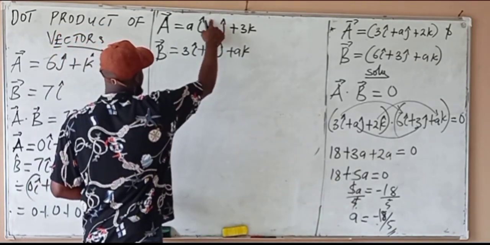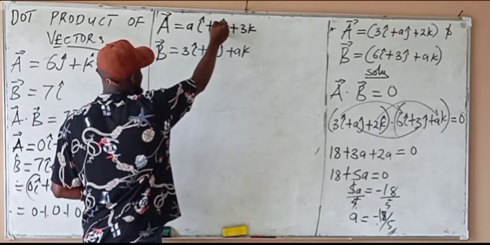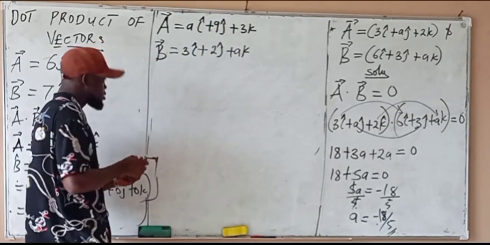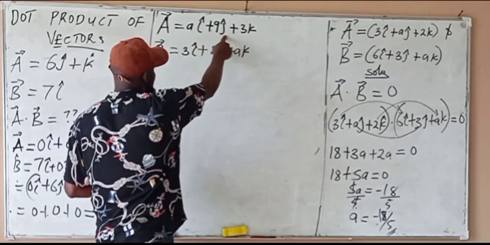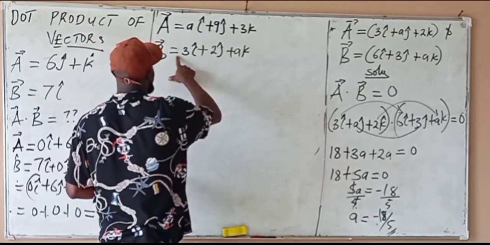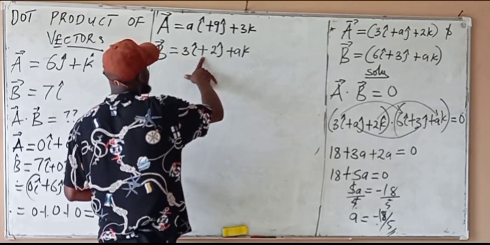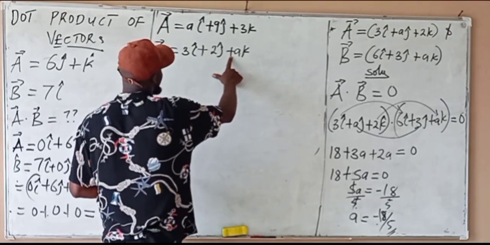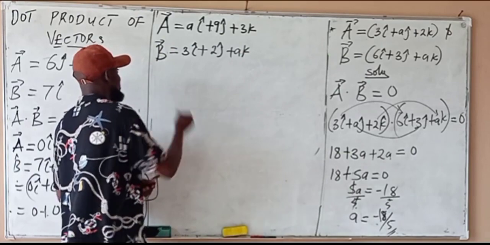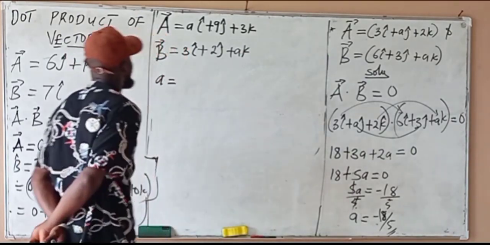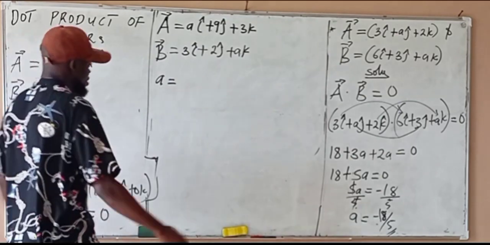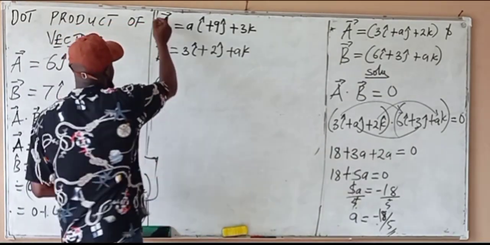I would like to change this one to 9j. So the vector A will be Ai plus 9j plus 3k, and B will be 3i plus 2j plus Ak. So what will be the value of A for the two vectors to be perpendicular? Solve this one on your own. This will be the first one.